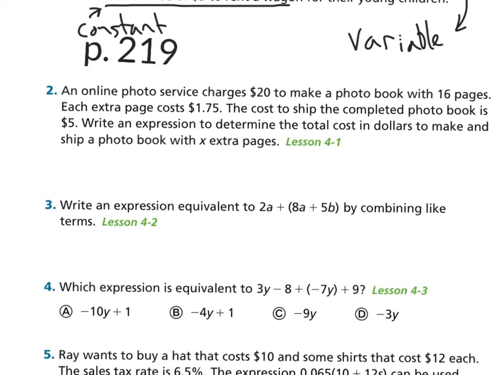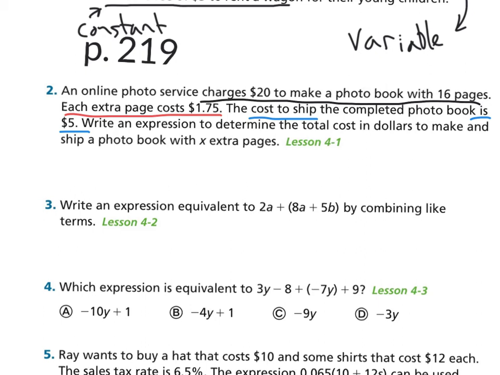Number 2, an online photo service charges $20 to make a photo book with 16 pages. Each extra page costs $1.75. The cost to ship it is $5. So write an expression to determine the total cost to make and ship a photo book with X extra pages.